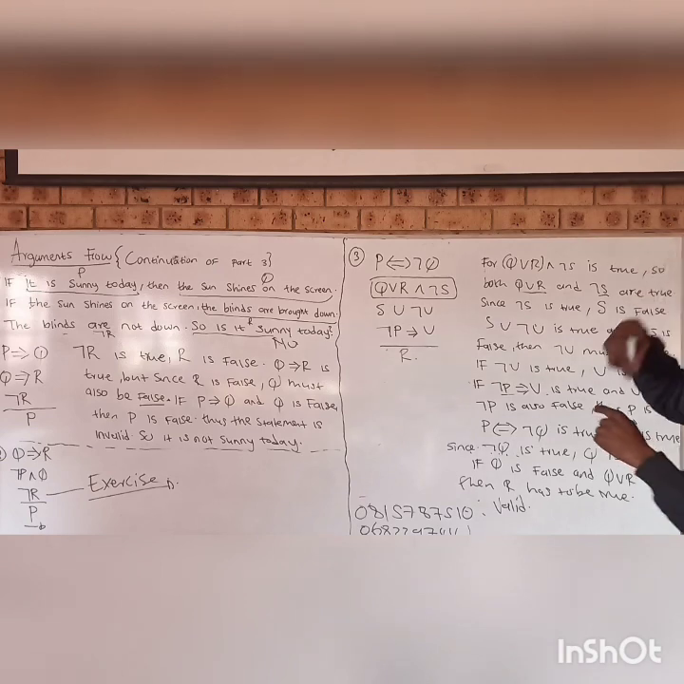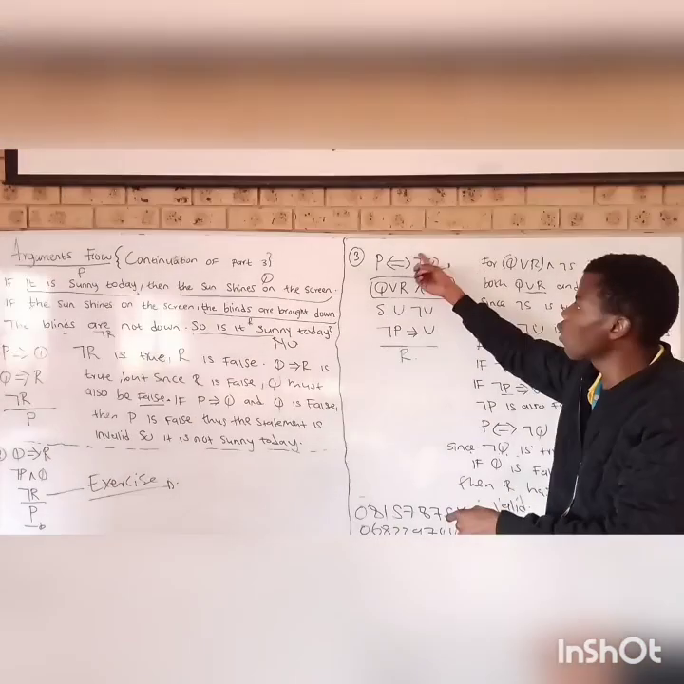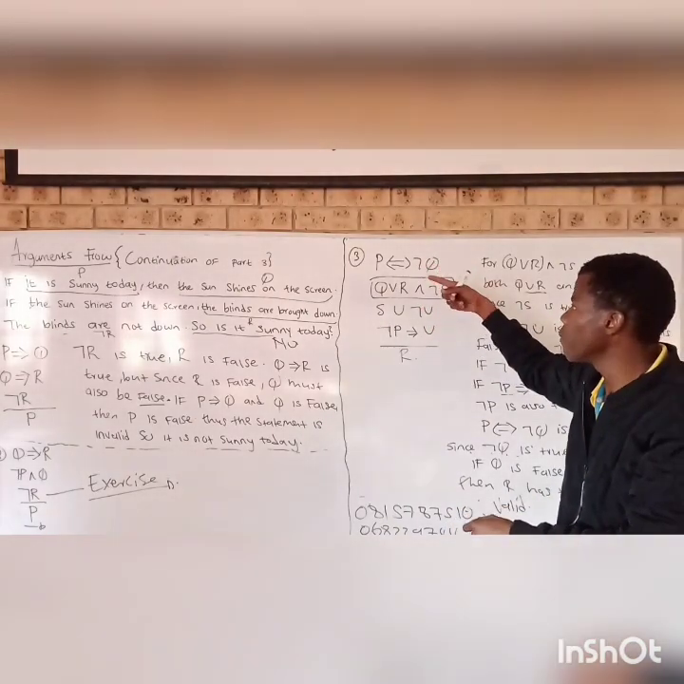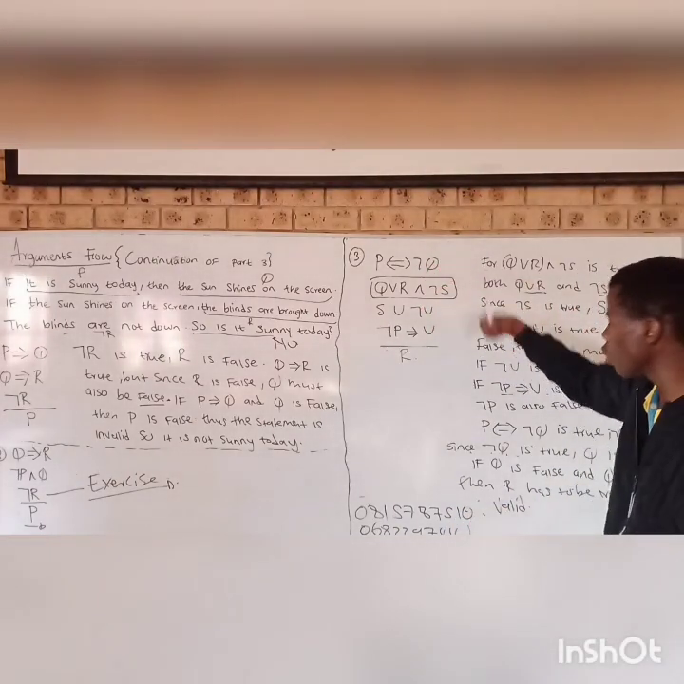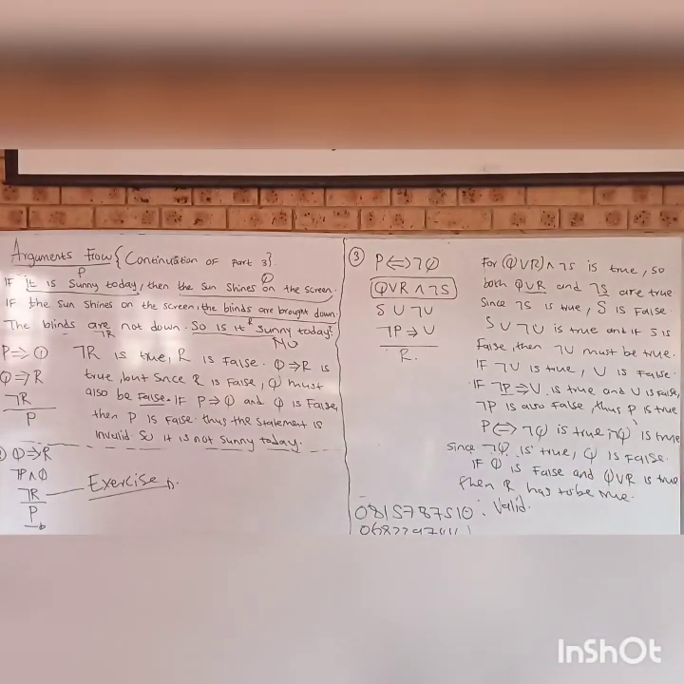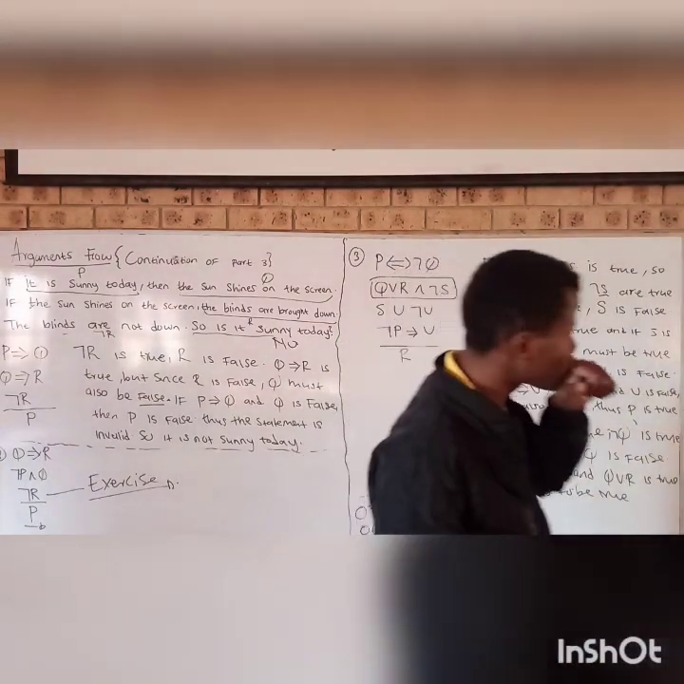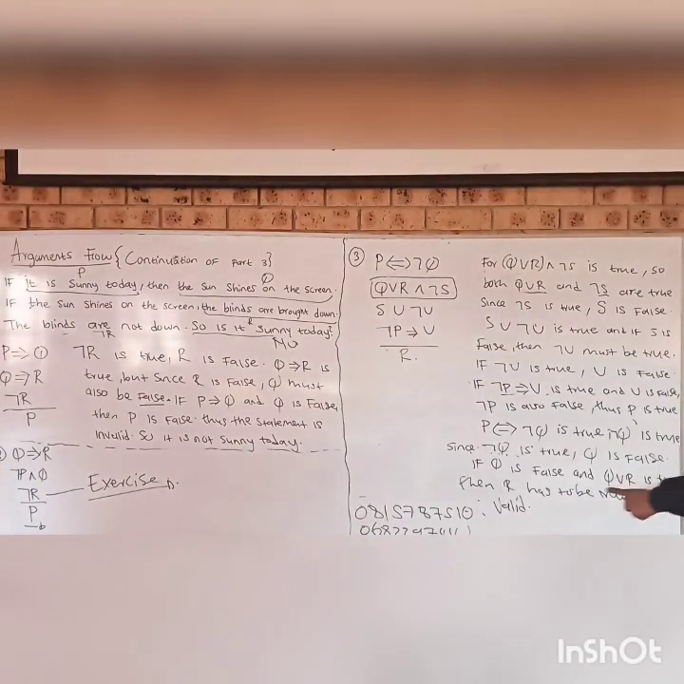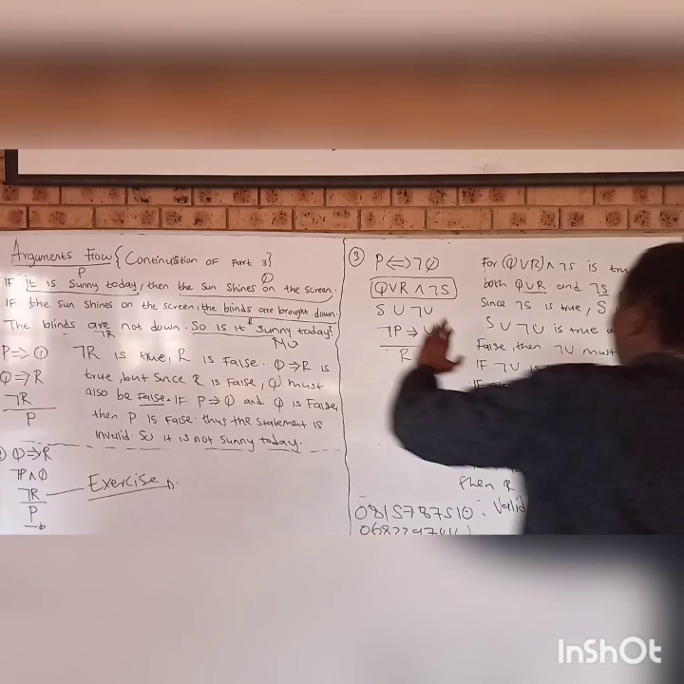If P is true, since it's a biconditional, now we know the truth value of not Q, which is also true. So since not Q is also true, it tells us that Q is false. And if Q is false, since we know that Q or R is true, we have concluded by saying R is true, therefore the statement is valid. So you don't just guess this, you have to understand.